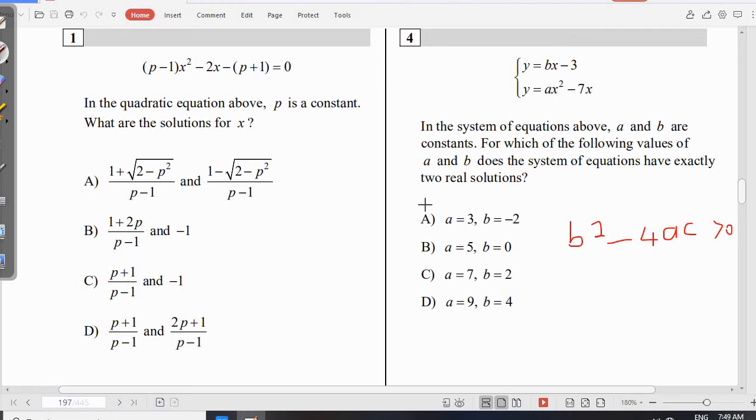Here we're having a as, let's try 3 as a. This is 4 times 3, and c is 3 there. Okay, let's just arrange it very well so that you understand it. The first thing we do is to arrange our equation. We have ax squared minus 7x minus bx plus 3.